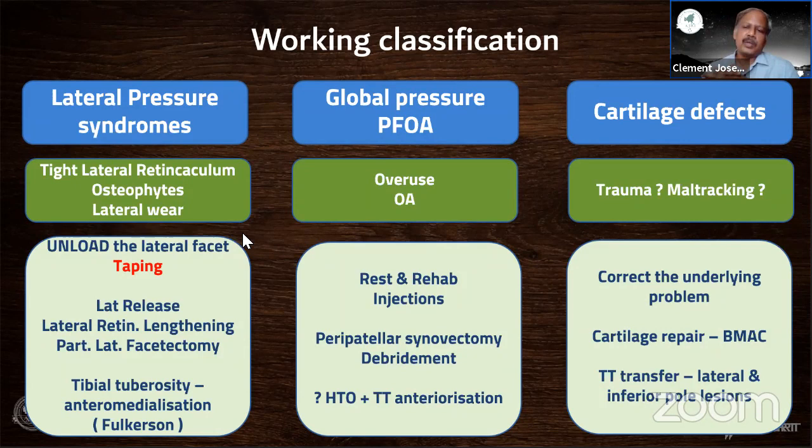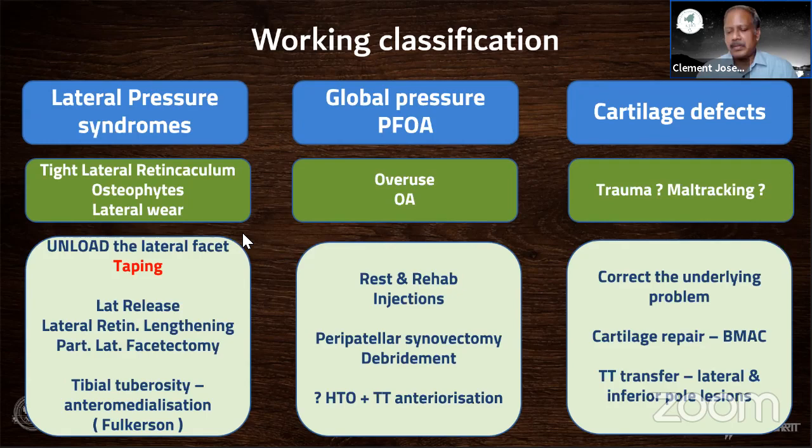And then you can add a cartilage repair like BMAC or ACI. And if the defects are on the lateral and inferior pole, these lateral and inferior pole lesions respond very well to the Fulkerson osteotomy. The medial lesions don't respond very well to anteromedialization. So this is the overall working approach to dealing with patellofemoral problems in a young arthritic knee.